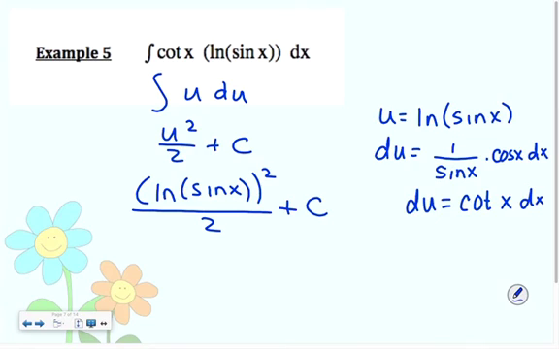Are you allowed to put the square and leave the ln inside? You can. I've seen the ln to the 2, just like with trig functions, you just don't want it on the sine of x. Yep, that would be fine. Any questions there?